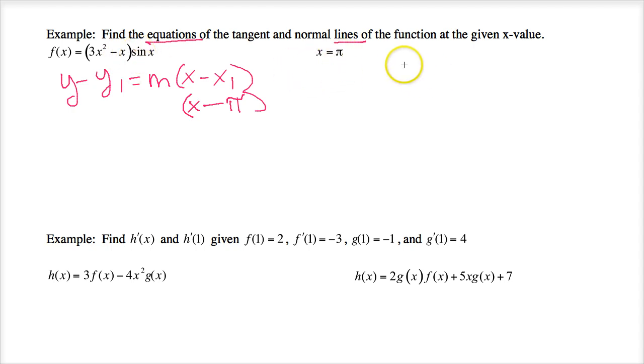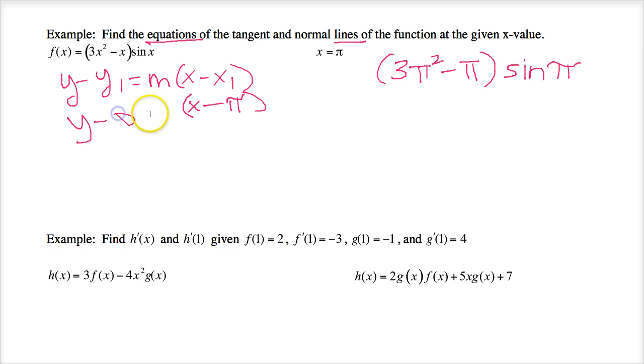So let's plug pi in here. I get 3 pi squared minus pi, parentheses, sine of pi. 3 pi squared minus pi, this cannot be simplified, and it's multiplied times sine pi. And some of you, I know we keep saying we're going to go back to this, or you can put it into your calculator. Sine of pi is actually 0. So 3 pi squared minus pi times 0 is also just 0. Okay. So this part is already filled out also, y minus 0.